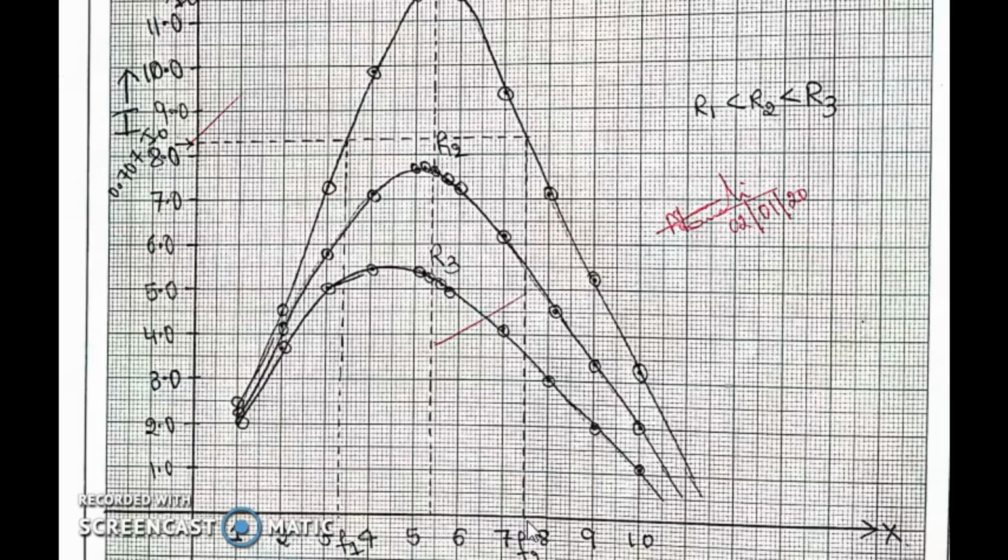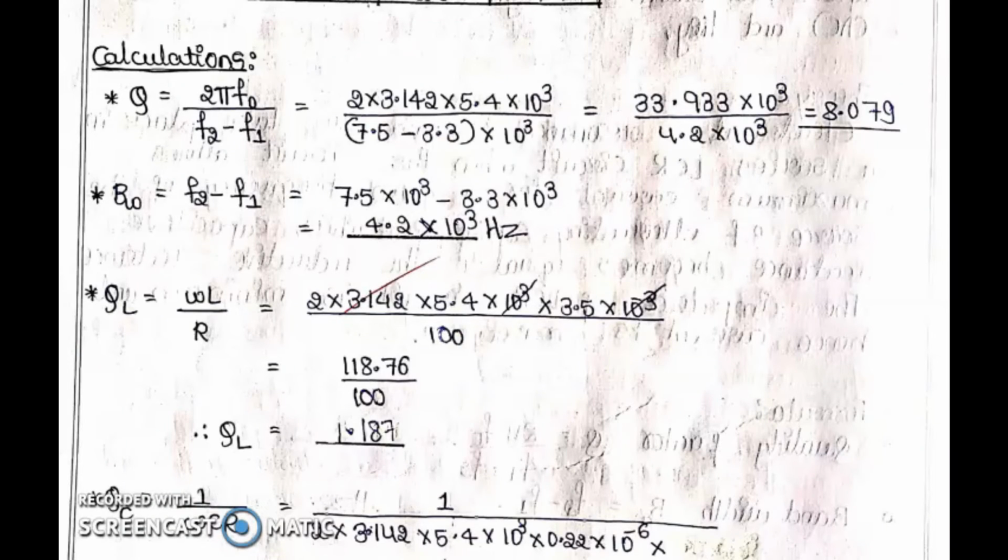So students, from this graph we obtain three values. One is F0 which is representing the resonant frequency, F1 which is representing the lower cutoff frequency, F2 which is representing the upper cutoff frequency. By using the values of F0, F1 and F2, we can calculate the values of quality factor, bandwidth, QL and QC.